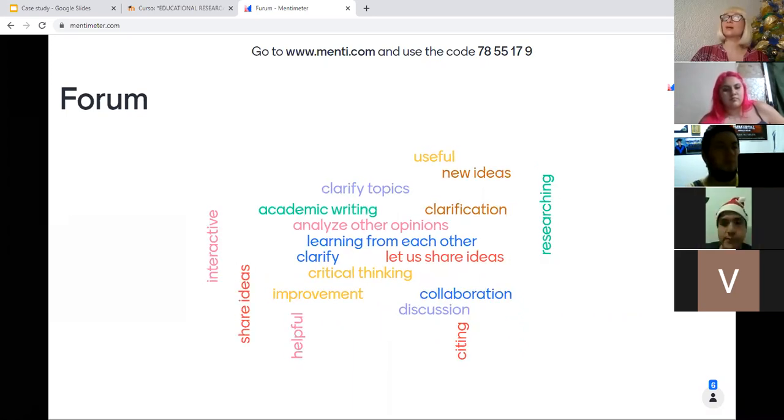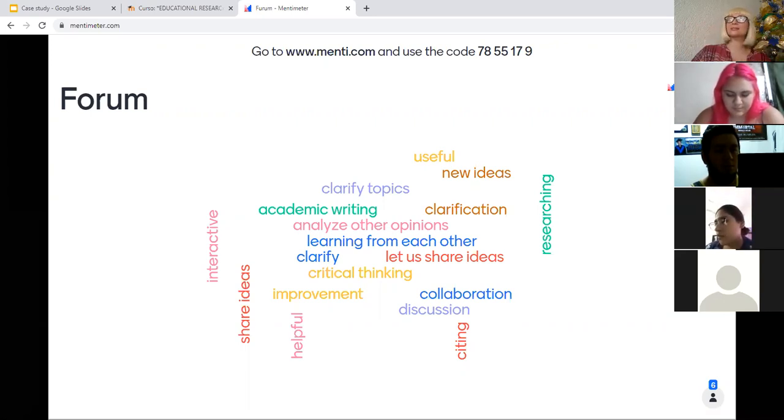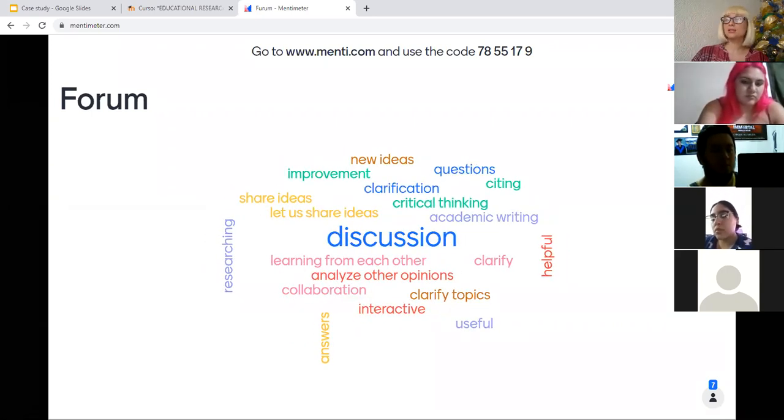Let us share ideas, clarify, yes, because sometimes when you read, obviously reading material is intensive, and you cannot maybe understand if you don't highlight some ideas, maybe you don't consider them interesting, and other students can think that this, or can take it as an important idea, and that's the forum where you realize that you missed something from the reading material. Okay, improvement, helpful, clarifying the topics, useful, learning from each other, collaboration. That is one of the 21st century skills.